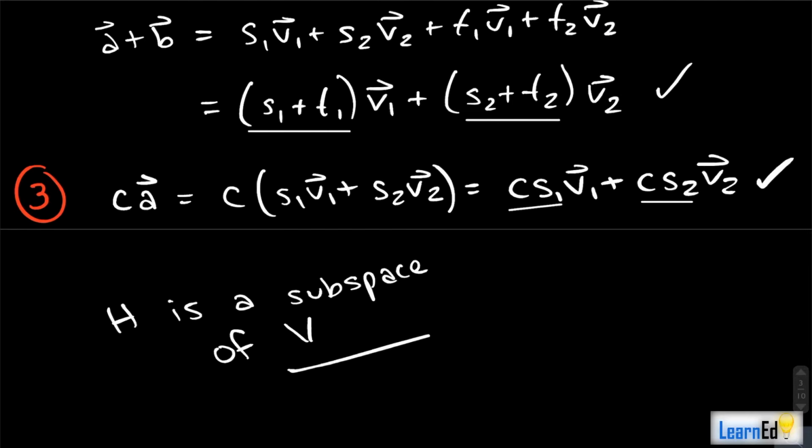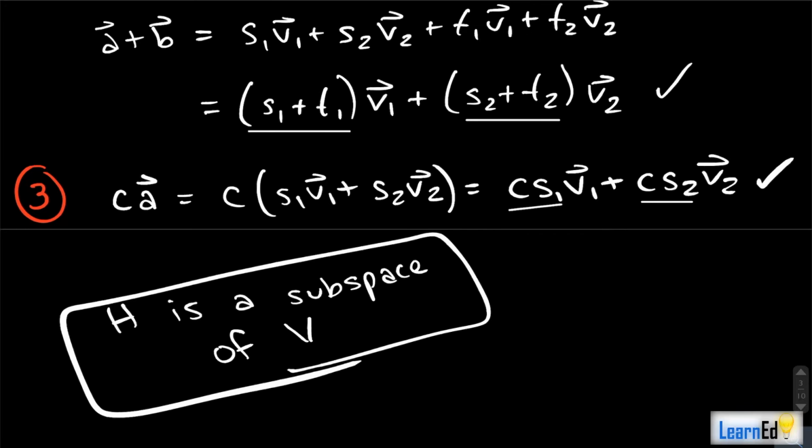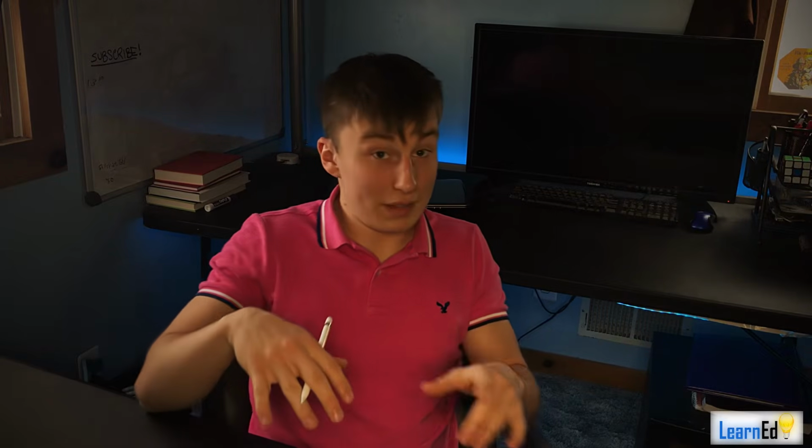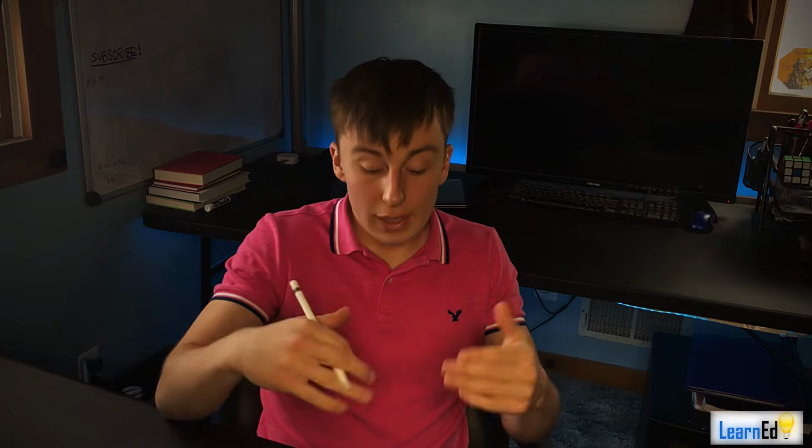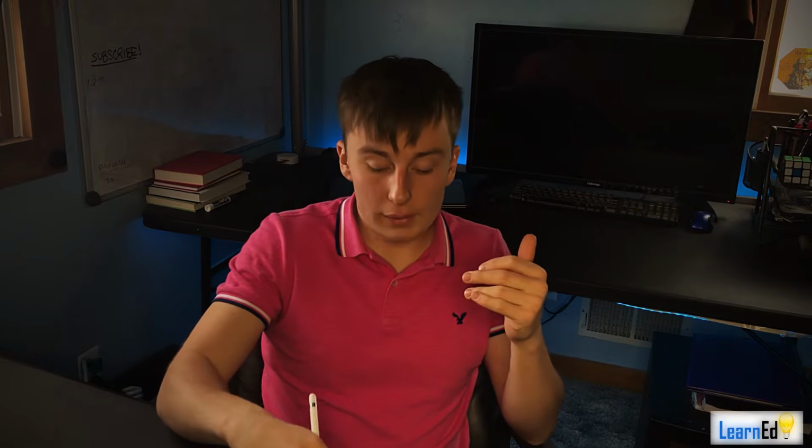Okay? And that is not how I would write that on a test. On a test I would just say H is a subspace of V because the zero vector of V is in H, H is closed under vector addition, and H is closed under scalar multiplication. That's how I would write that out. You would write out the three criteria in your answer. I just want to move on to the next problem.